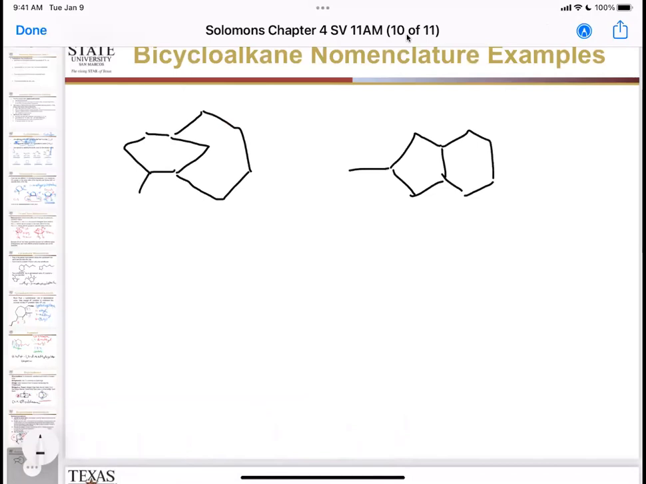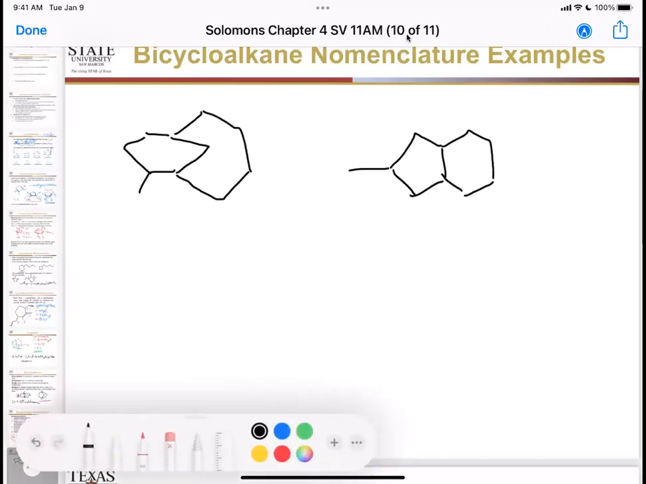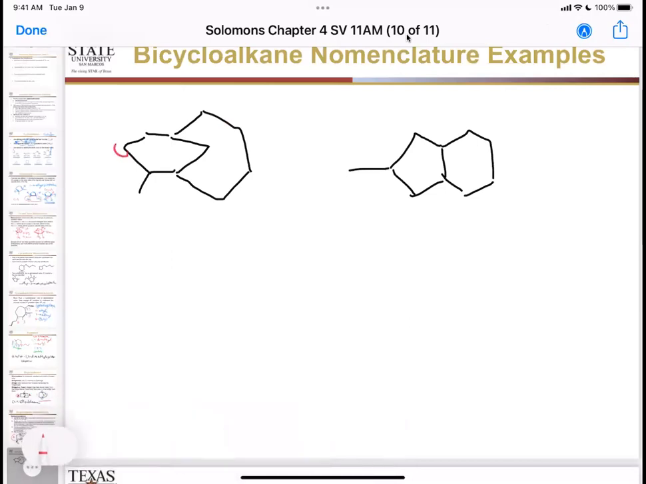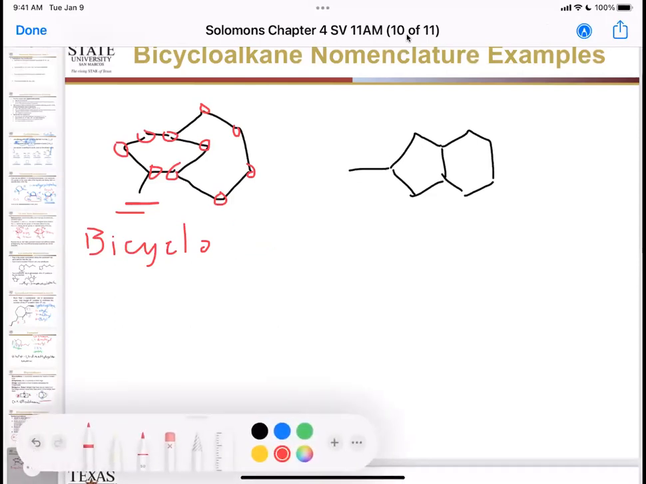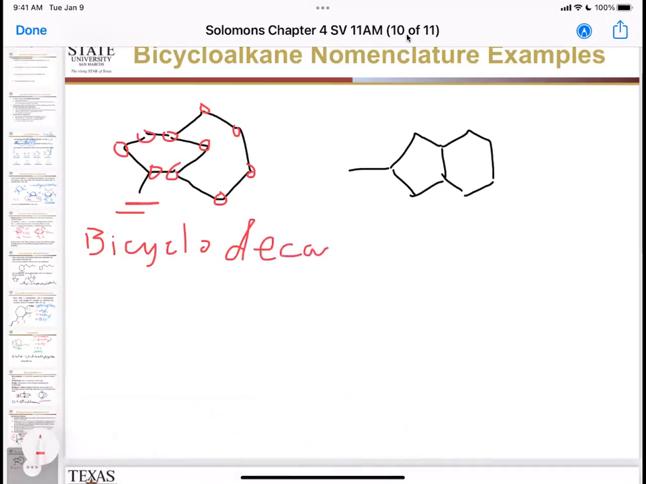Okay, so how many carbons are in both of those cyclo compounds here? One way to think about it is, well, let's just start labeling them. 1, 2, 3, 4, 5, 6. That's a substituent, so we don't count that. 7, 8, 9, 10. So our base name is bicyclodecane. Decane. Okay, and we have a substituent here.